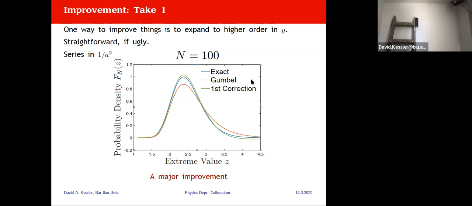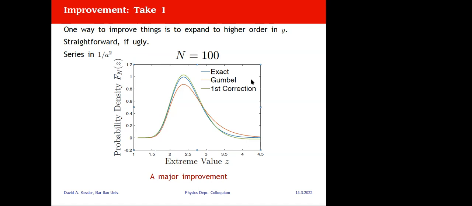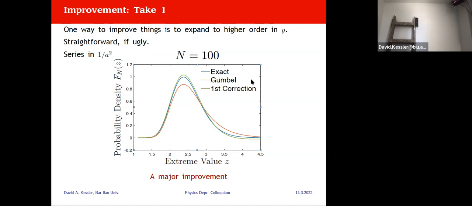Because all you have to do is expand to higher order in Y. But that's not what they did. I don't know why they didn't do that, because it's an obvious idea. But if you do that, just expand to one more order in Y, you get a distribution which is not a Gumbel distribution, it's a Gumbel distribution plus a correction. It's easy to work it out. It's not pretty, so I'm not going to write it down, but you can do it. If you do that, even for n of 100, you do much better. That's the first correction, this green line here. And you see that it's much, much better.